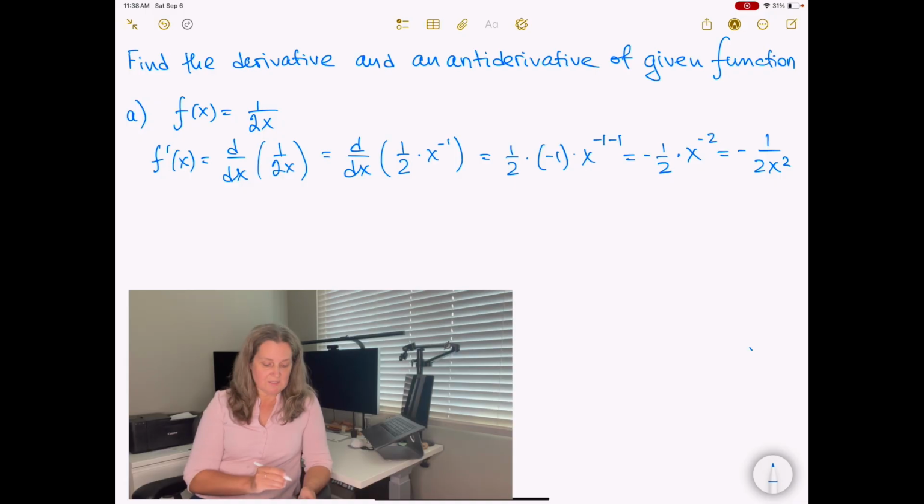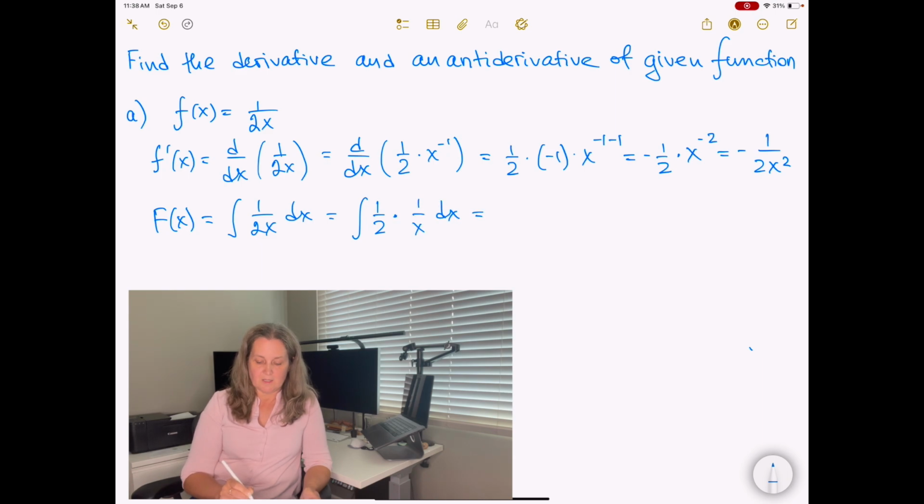When we're looking for an antiderivative of a function, we are trying to integrate 1 over 2x with respect to x. Here we can view, again, the function 1 over 2x as 1 over 2 times 1 over x dx. Using the constant multiple rule, all we need to do is find an antiderivative for 1 over x and then multiply the result by 1 over 2. The antiderivative for 1 over x is the natural logarithm of the absolute value of x plus c.